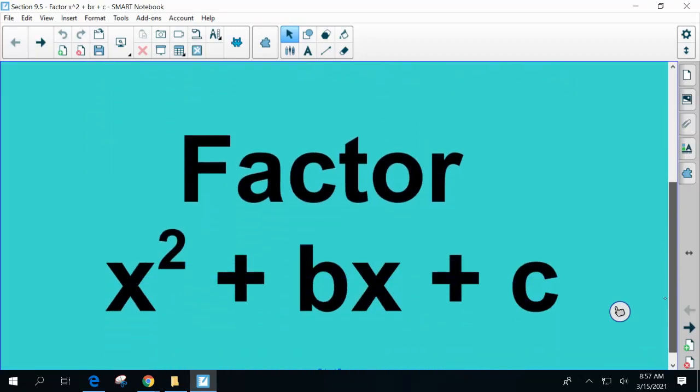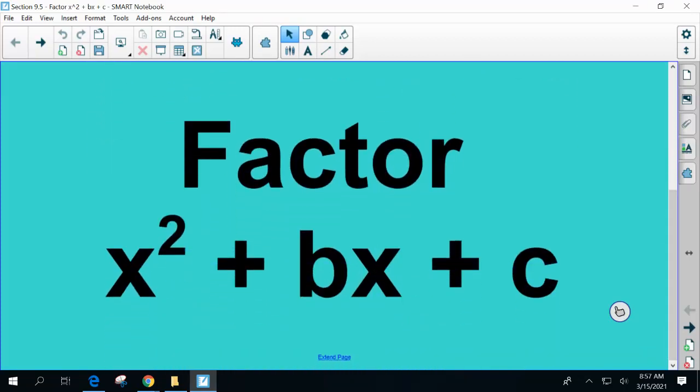All right, so this is section 9.5, and we are going to be factoring quadratics. So that's what these are called, x squared plus bx plus c. It's called a quadratic. We learned last week how to factor out a monomial. We tested over that last week. And now we are going over how to factor into two binomials, okay?